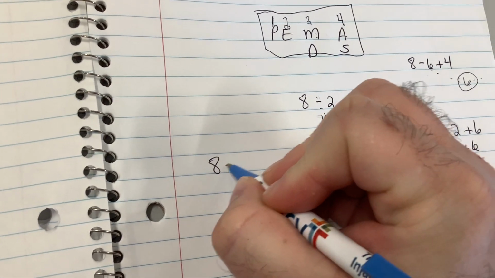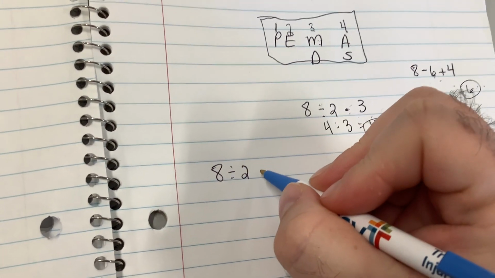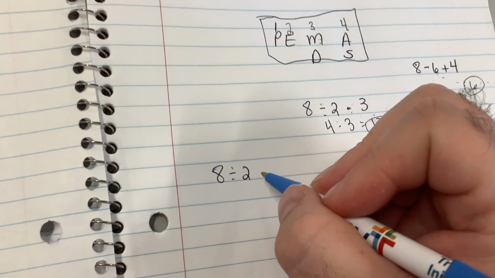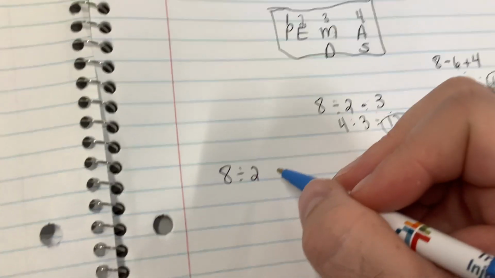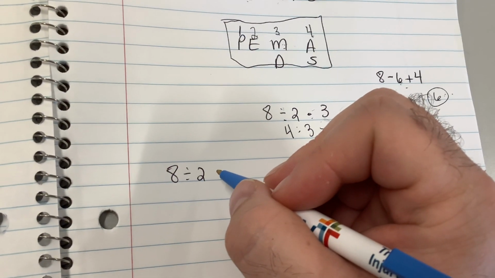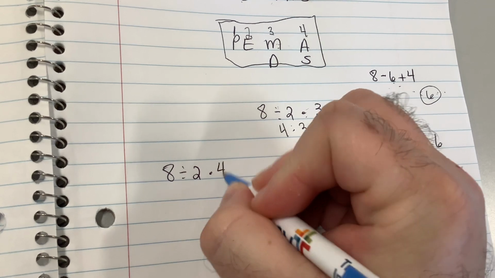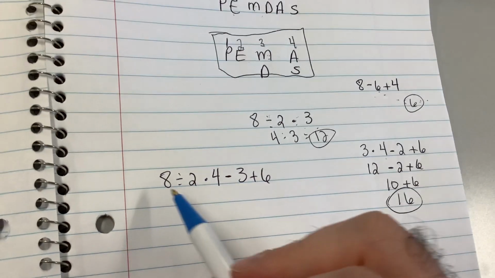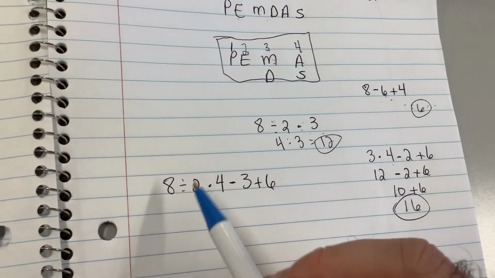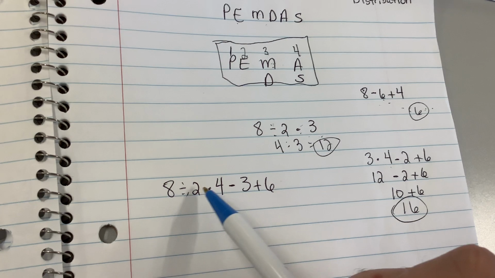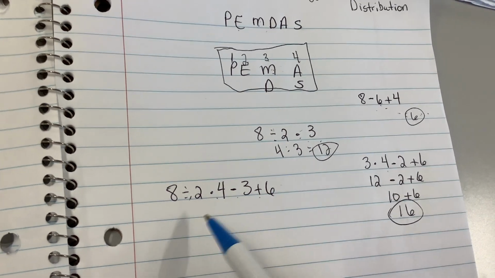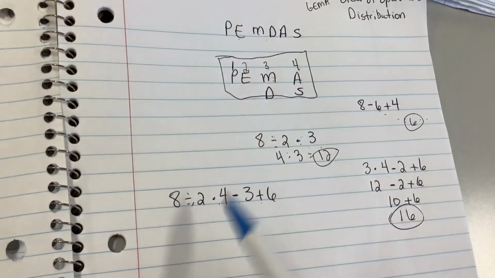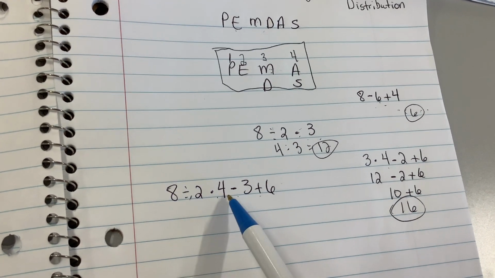So let's do 8 divided by 2. It's always scary when I do these off the cuff because I want to make sure I don't end up with fractions. You can do them with fractions, we're just not going into that. So let's do times 4 minus 3 plus 6. So here's a problem where we're going across. I've got division, multiplication, subtraction, addition. So I've got 4 different operations, so I need to know what order. Well, division and multiplication are a tie, so I'm going to go left to right here.